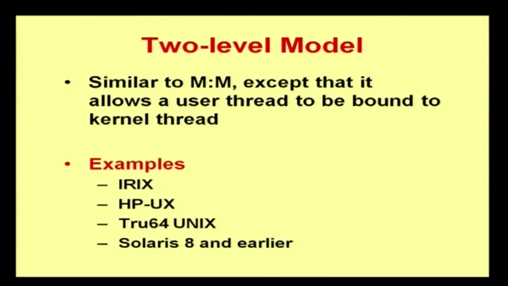So what is the advantage of having a binding with respect to a kernel thread? You can have faster execution. What are the operating systems that use this kind of two-level threads? They are the IRIX operating system, HPUX operating system, True 64-bit Unix operating system, Solaris 8, and the earlier versions of the Solaris operating system, which use a two-level model.